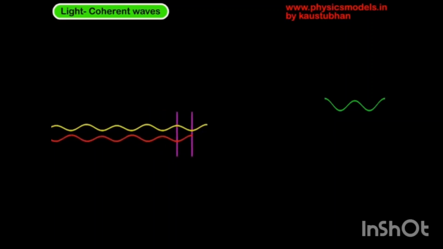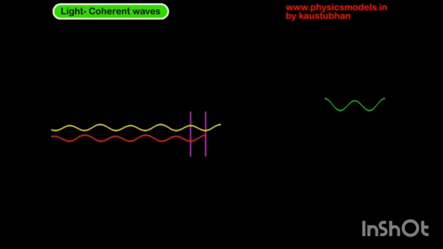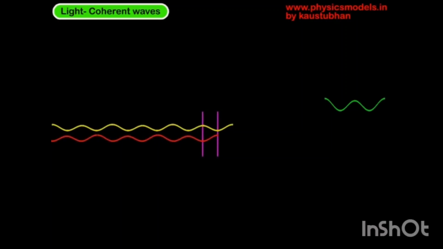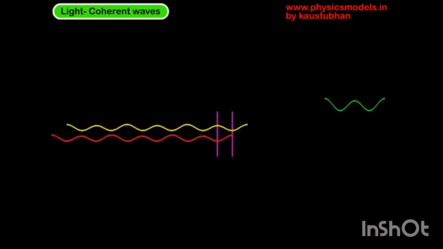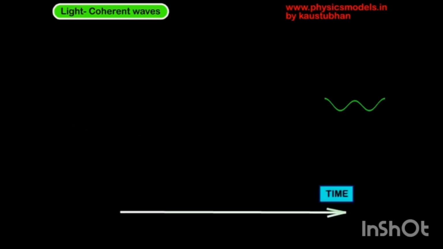The distance is remaining the same. The pink rods are not getting farther apart from each other or closer to each other. So these two waves will keep on traveling forever in this manner. The resultant wave, of course, will be a straight line. Let's look at it again.